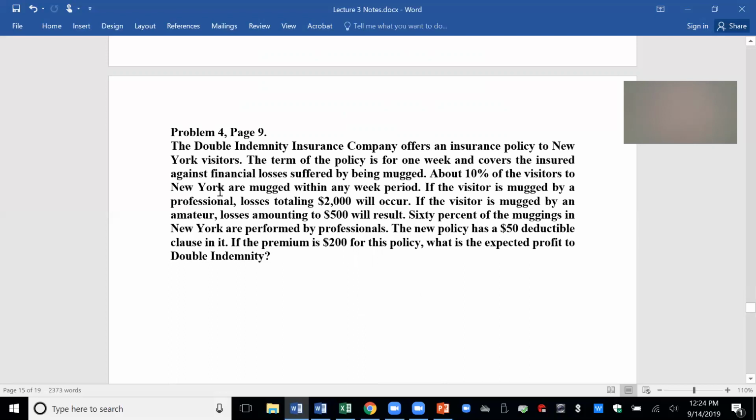10% of the people in New York are mugged within a week, so 90% aren't. The visitor is mugged by a professional. We get whipped on for $2,000 losses. So they bring some kind of lube and get our rings off our fingers, and they know where to find all of our stashed money and so on, and $2,000.